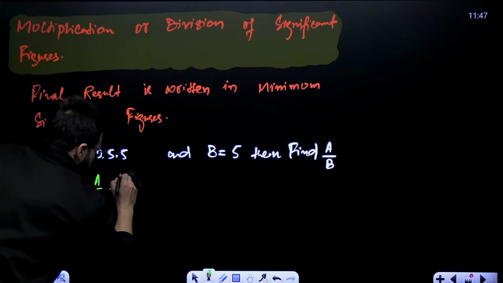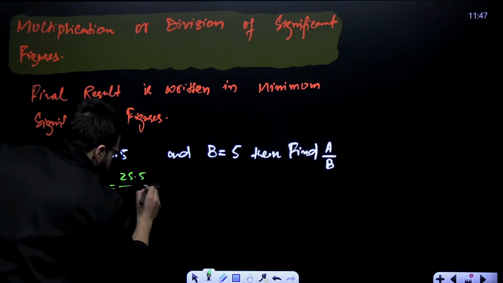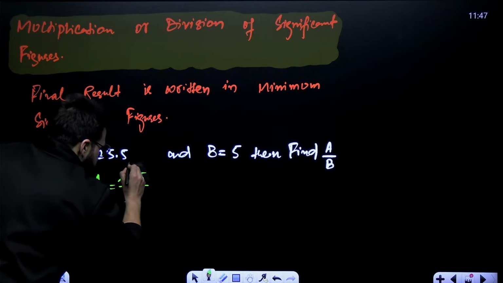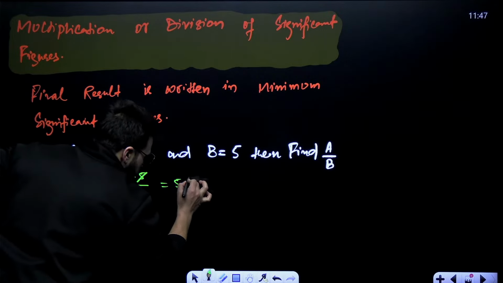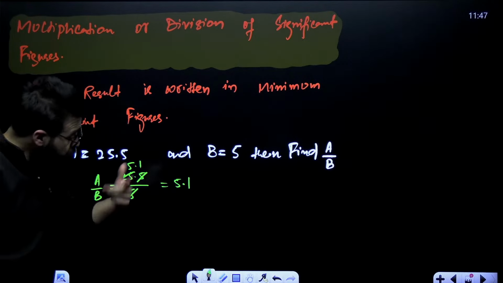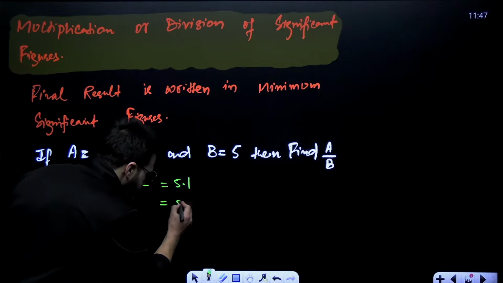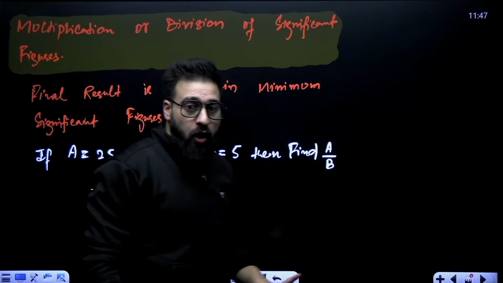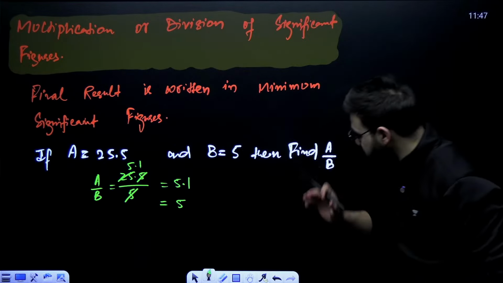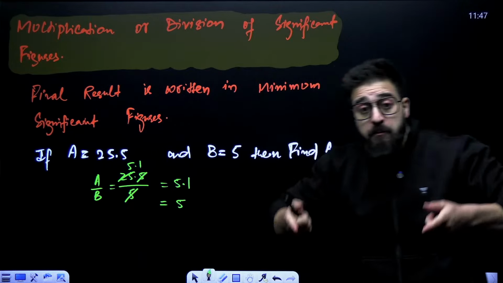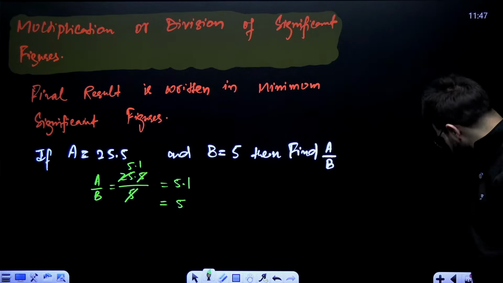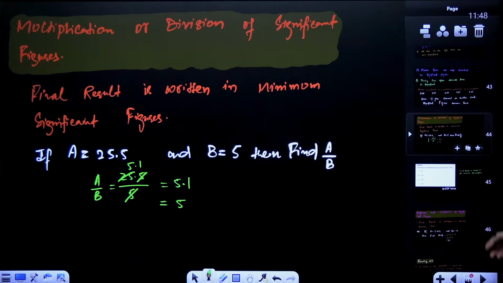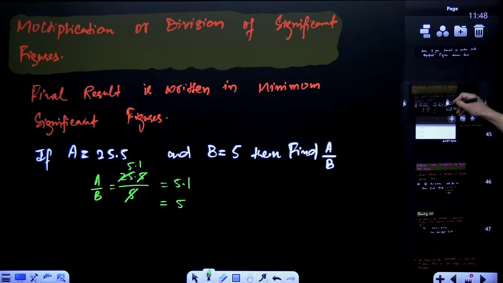Now tell me guys, in this particular case, if I say A divided by B over here, what will you say? That is 25.5 divided by 5. 5 ones are 5, 5 fives are 25, 5 ones are 0.1. So I can say the answer is 5.1. Now guys, what should be the answer? The answer should be 5. Because in case of multiplication and division, the final result is written in the minimum significant figures, and here the minimum significant figure is 1. I hope this is crystal clear to each and every single student.